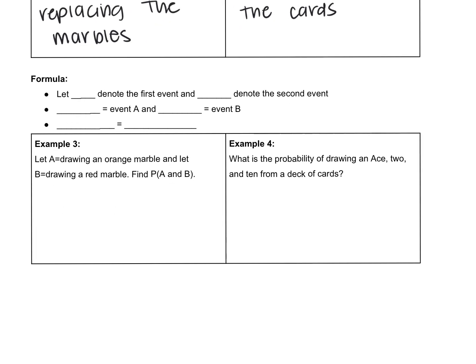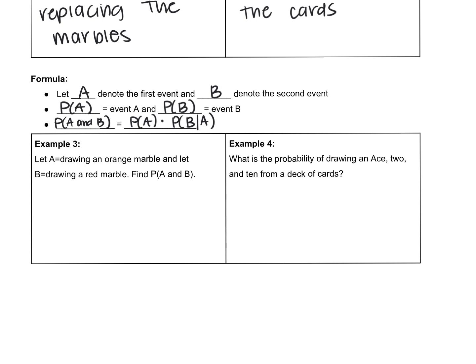So let's talk about the formula. A is going to be our first event, B is going to be our second event. The probability of A is the probability of event A, and the probability of B is the probability of event B. Then for our formula, the probability of A and B is the probability of A, because the first event does not change, because that's the first thing you're doing, times the probability of B given A. So that vertical line there represents given. It's finding the probability of B given that event A has already happened.